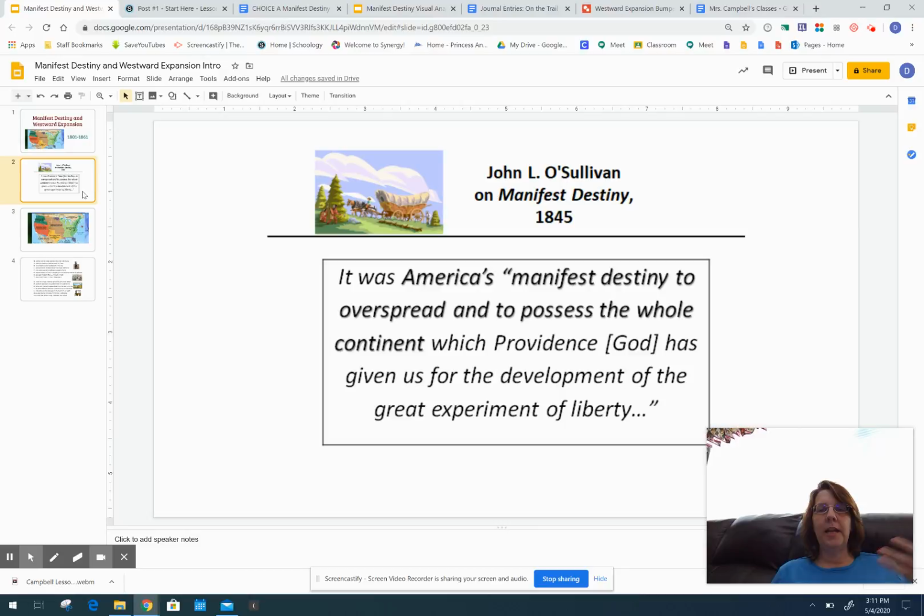It was clear and obvious that we should expand our country as far west as we possibly can, and along with it, expand this great experiment of liberty and freedom and all the principles that we stand for.